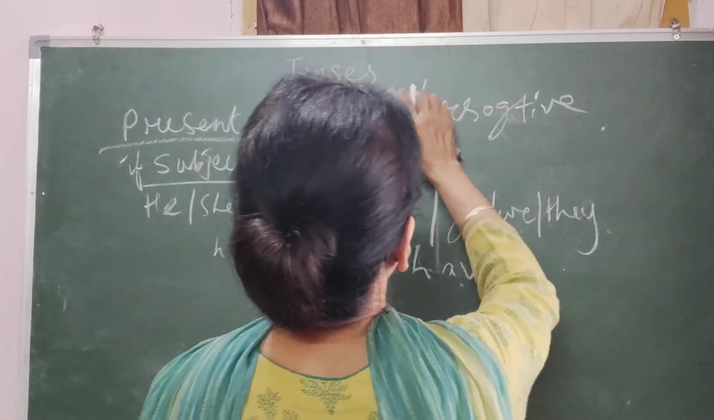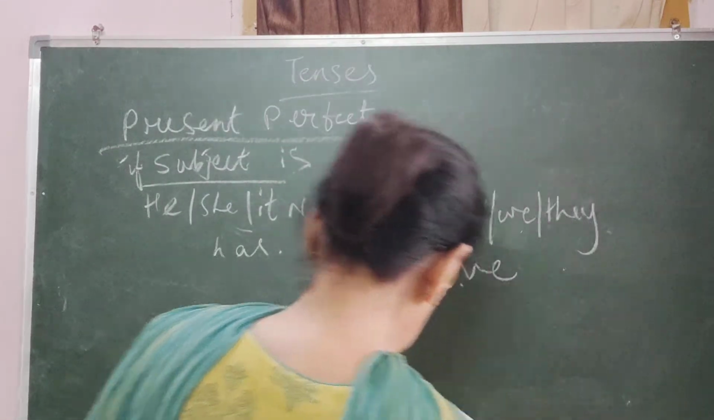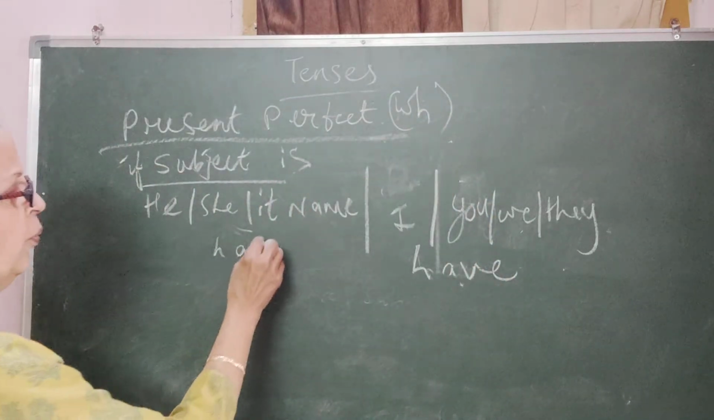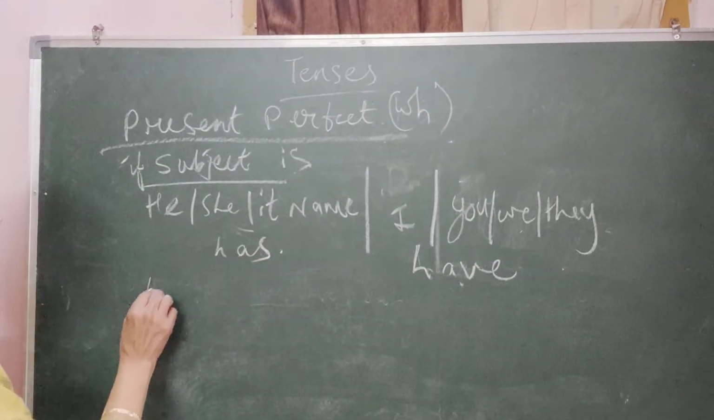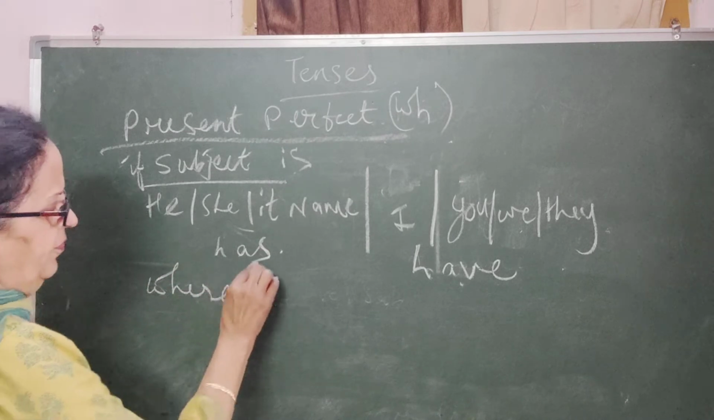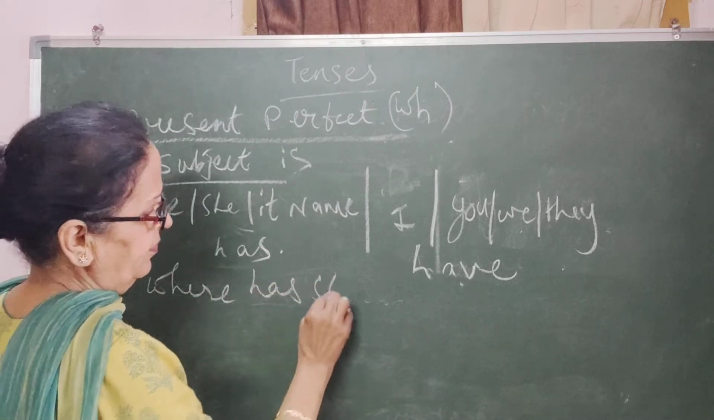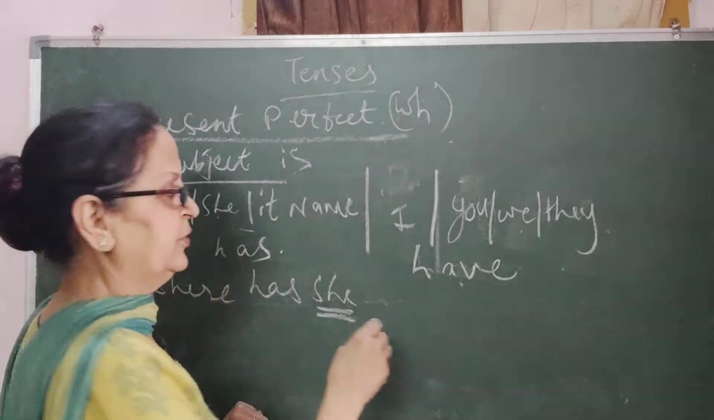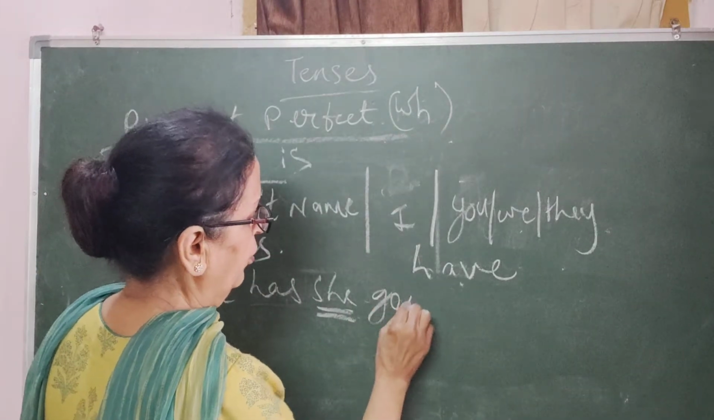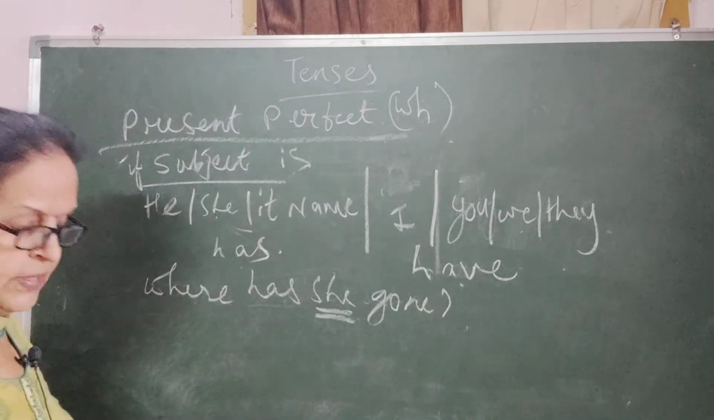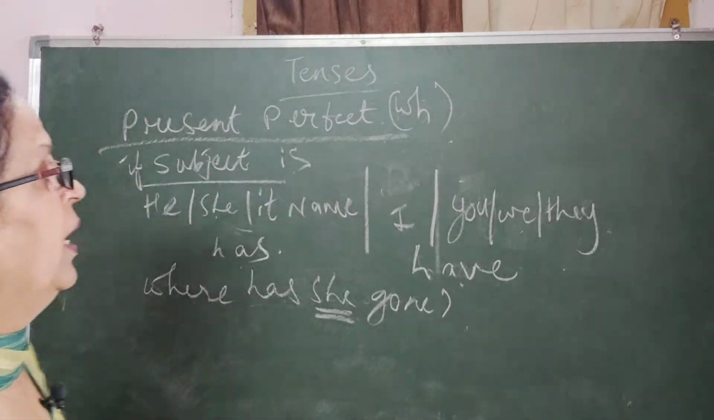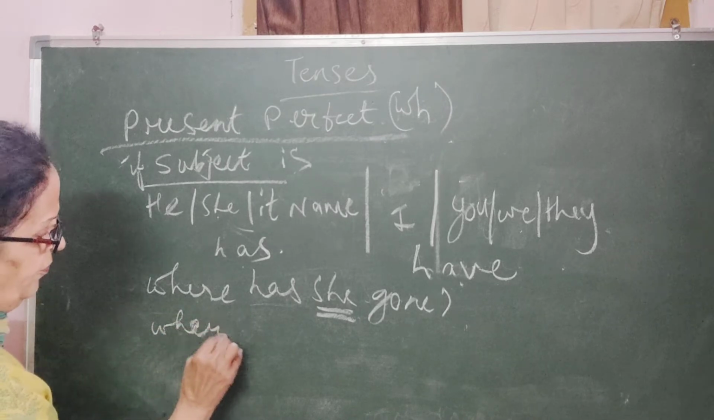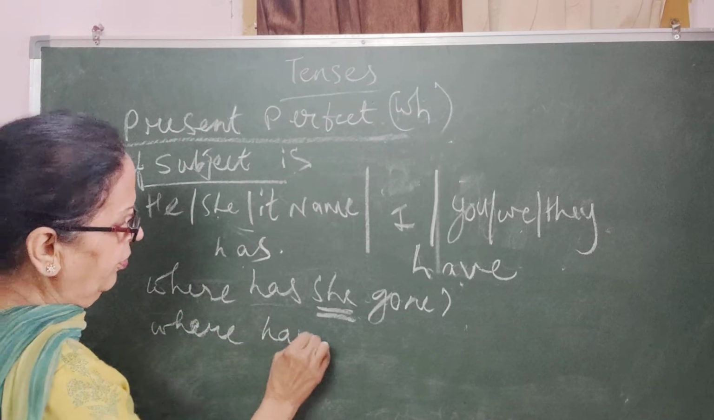Now we move on to the WH family. The rule is the same. WH will come first, before the verb. Where has she gone? Since it is she, I am using has. Where has she gone? The verb is in the third form. And where have you gone?